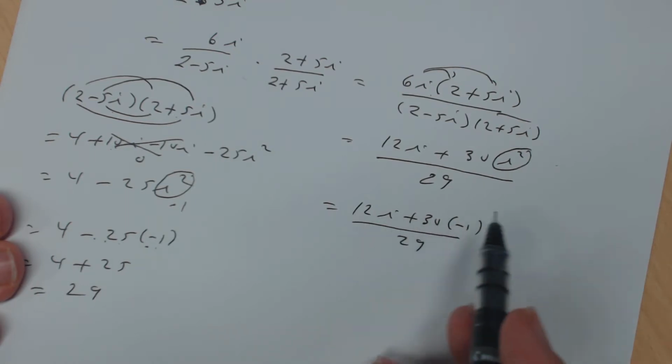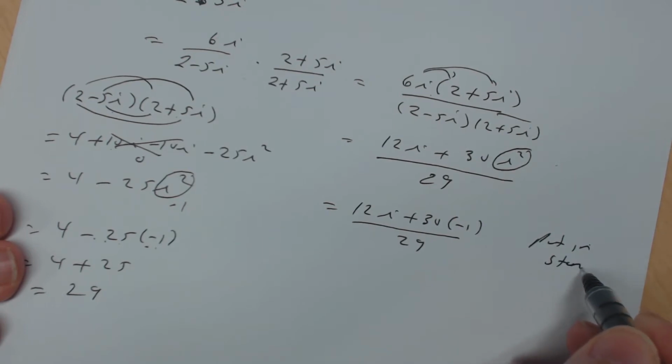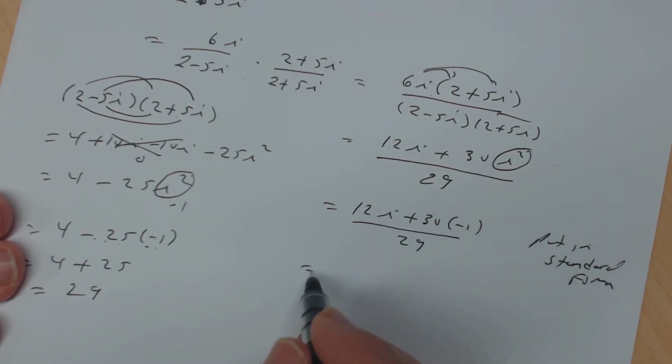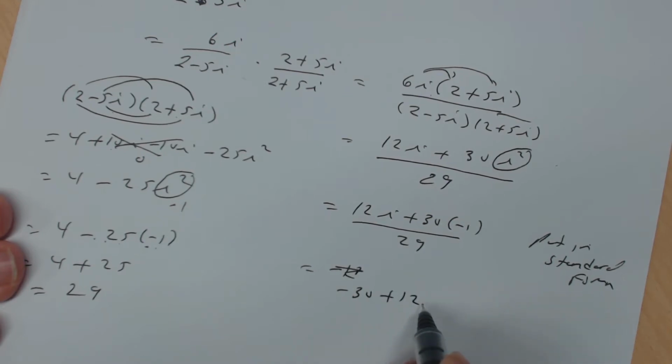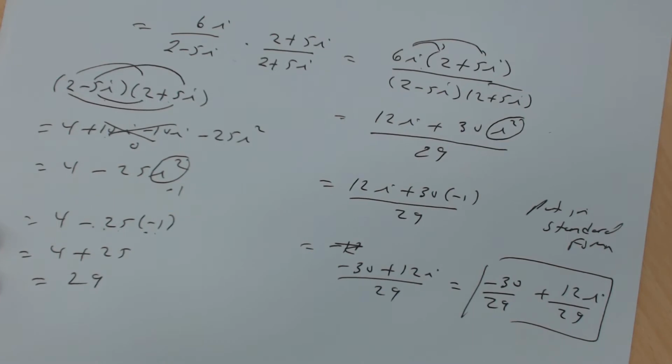Now remember, the directions will say put in standard form. So I'm going to go ahead and rewrite this as negative 30 plus 12i, so it becomes negative 30 plus 12i divided by 29. And now put in standard form, so write it as two fractions. So it becomes negative 30 over 29 plus 12i over 29. So that's your answer there.